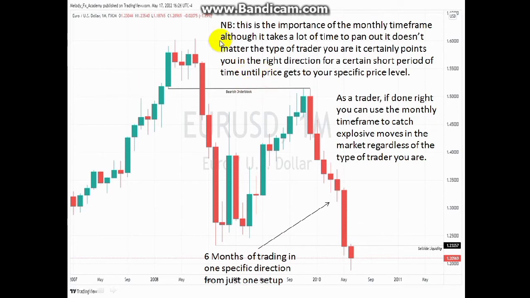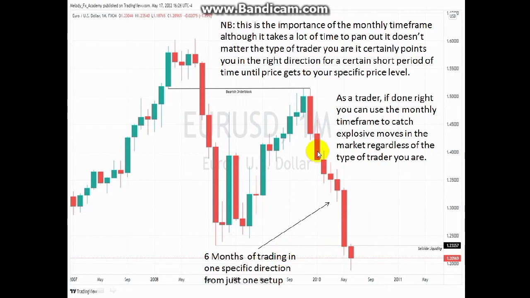Okay, so now this is the importance of the monthly time frame. Although it takes a lot of time to pan out, it doesn't matter the type of trader you are, it certainly points you in the right direction for a certain period of time until price gets to your specific price level. This is what I've been trying to explain to us. As a trader, if done right, you can use the monthly time frame to catch explosive moves in the market regardless of the type of trader you are.